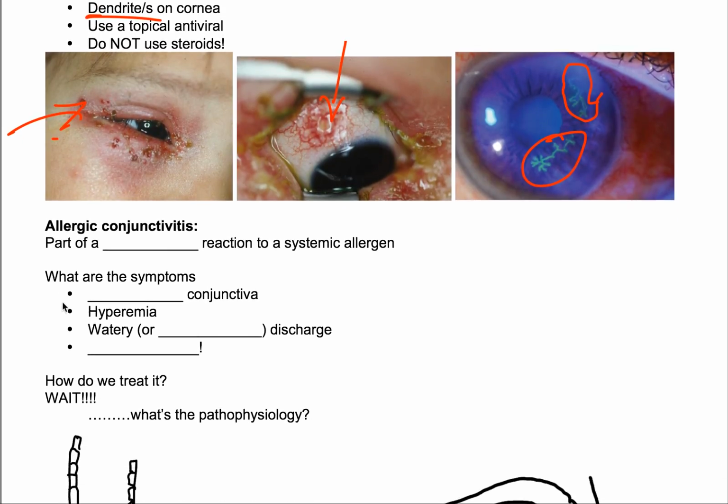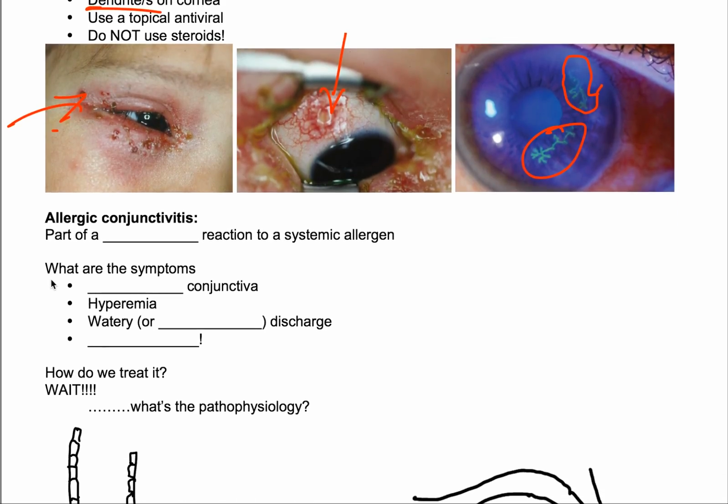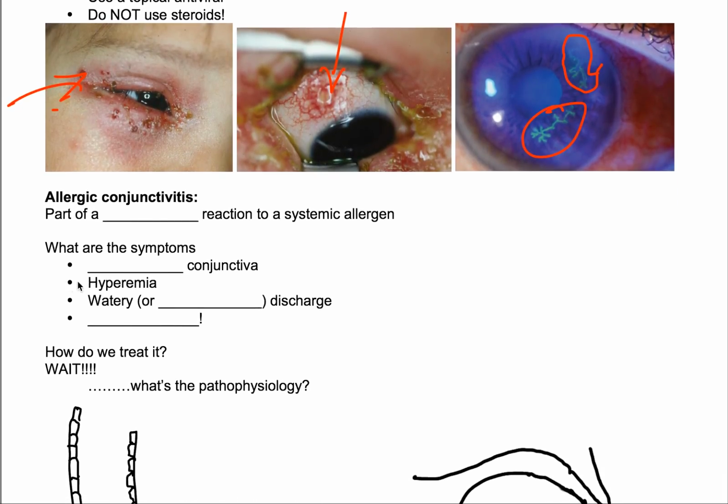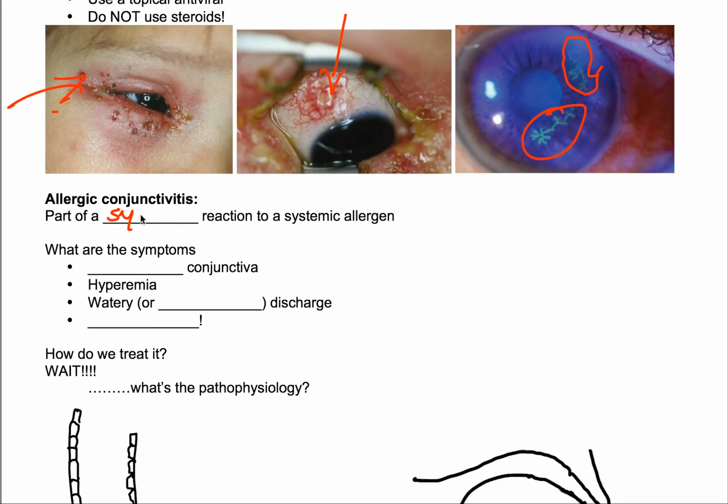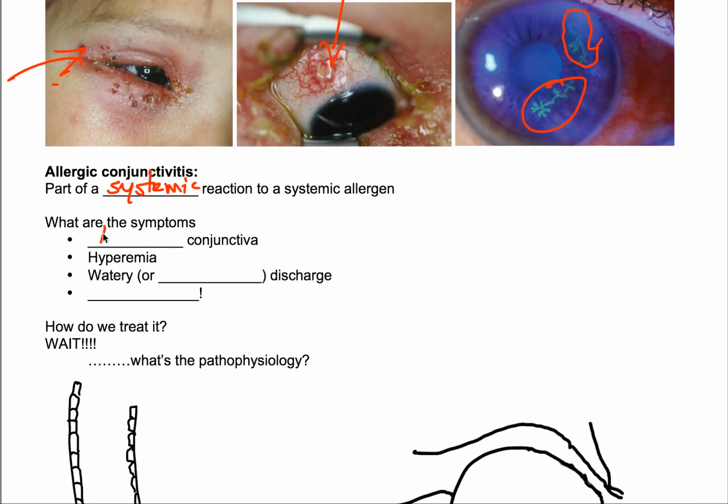All right, moving on. Allergic conjunctivitis is going to be one of the other most common causes of conjunctivitis. It is part of a systemic reaction to a systemic allergen. So this is not something that's just occurring in the eye. And the symptoms are going to be boggy conjunctiva, hyperemia, or basically a red eye, watery or ropey discharge, and just like viral conjunctivitis, itching is also a feature of allergic conjunctivitis. So how do we treat this?